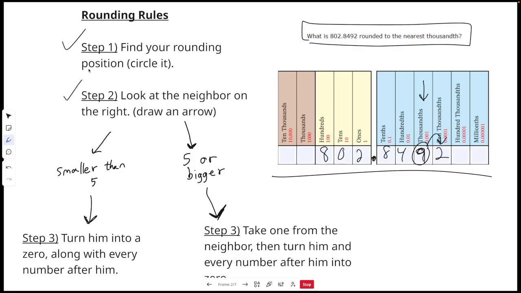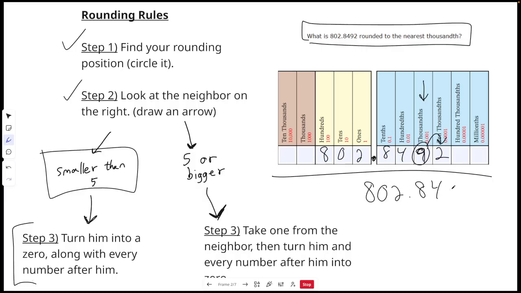Now for step three, you have to decide, is the neighbor smaller than 5 or 5 or bigger? In this case, it is smaller than 5. So we're going to do this step three where it says turn him into a 0 along with every number after him. So your answer is 802.8490. And with decimals, you can drop any zeros that you rounded essentially. So this is 802.849, final answer.